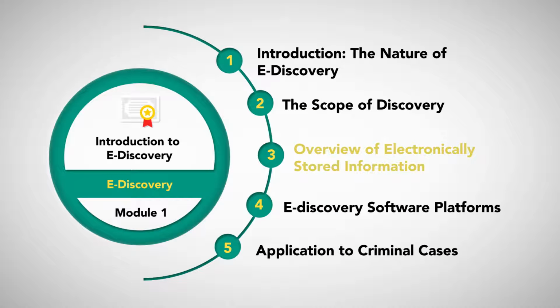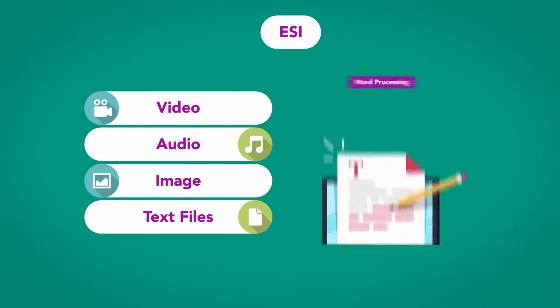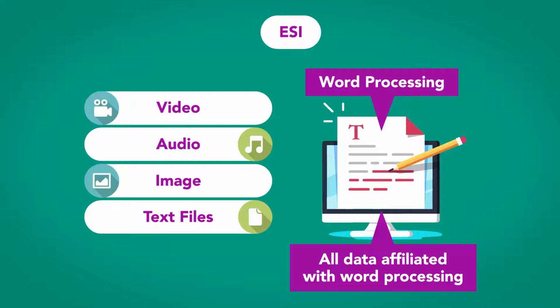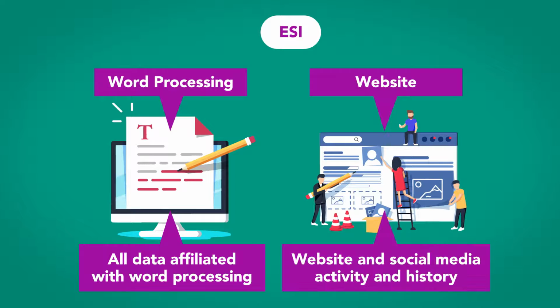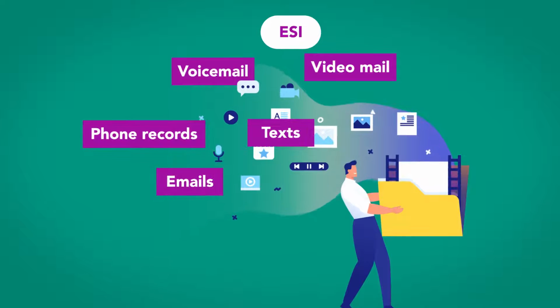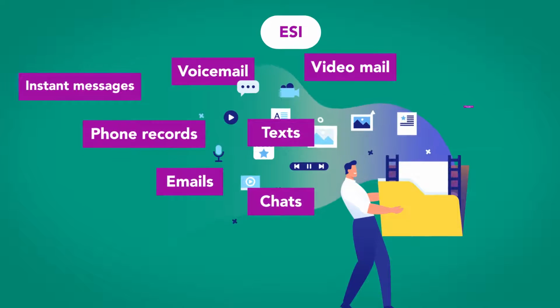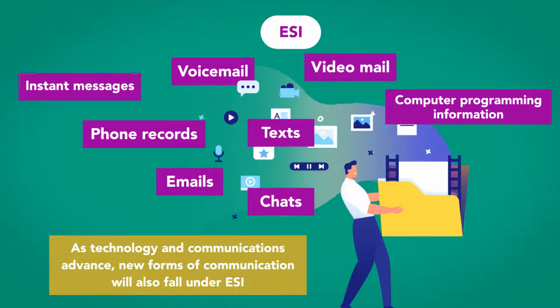Overview of electronically stored information. ESI includes video, audio, image, and text files in all formats. It includes word processing and all data affiliated with word processing. It includes websites and social media activity and history, and anything posted to those sites. It includes voicemail and video mail, phone records, emails, texts, chats, and instant messages, and computer programming information. As technology and communications advance, new forms of communication will also fall under ESI.